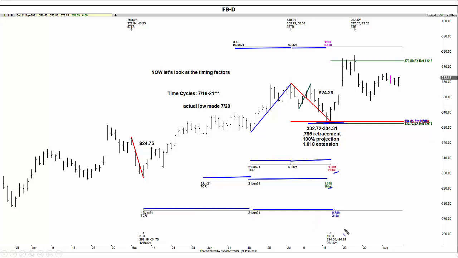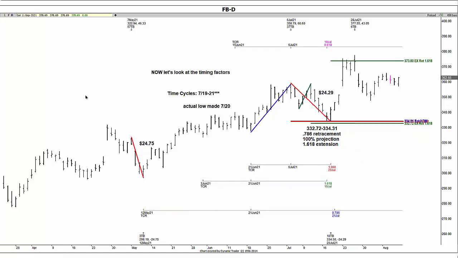Okay, so we had 4 cycles between the 19th through the 21st as we were trading straight down into support, and we made the low directly within that time window. So July 20th was the low into this key price support decision. So when time and price come together, it's a much healthier or higher probability setup. Okay, so that's something to remember.